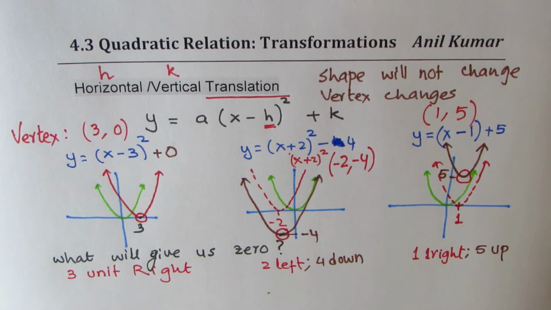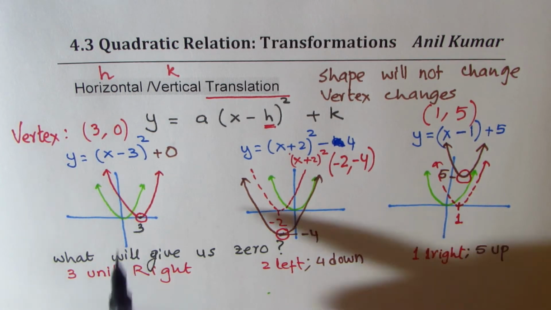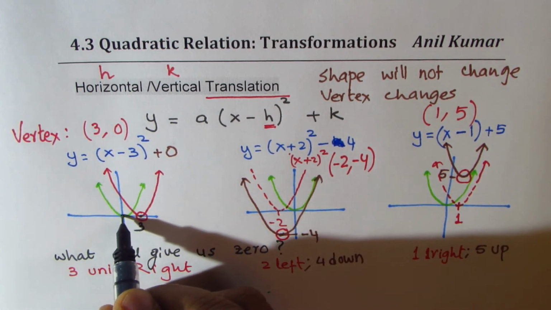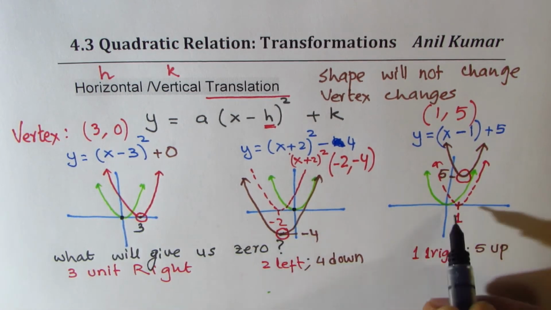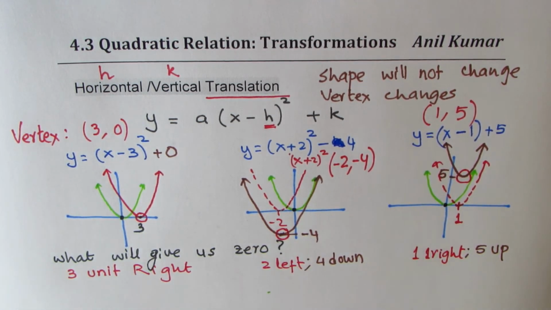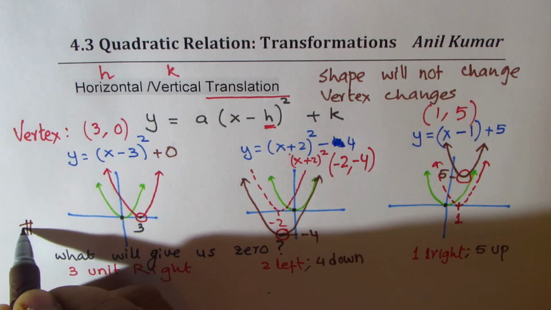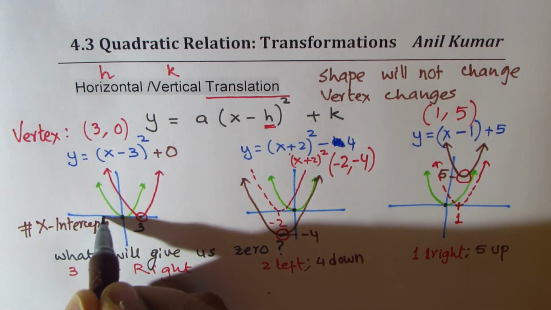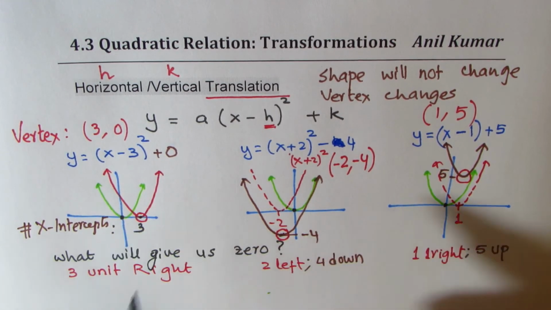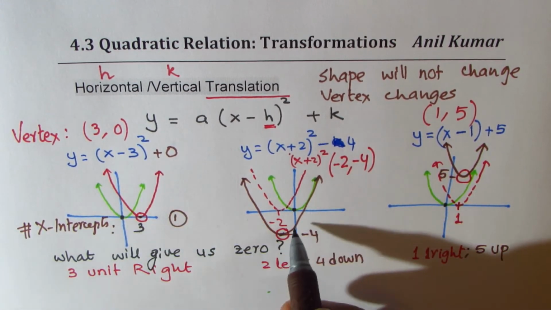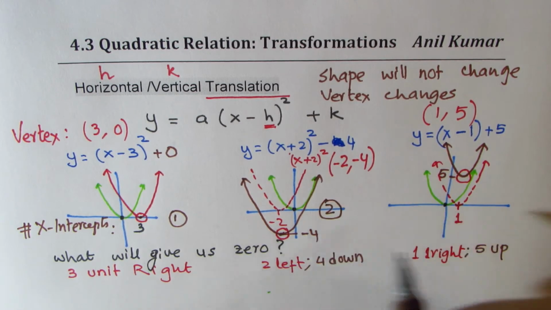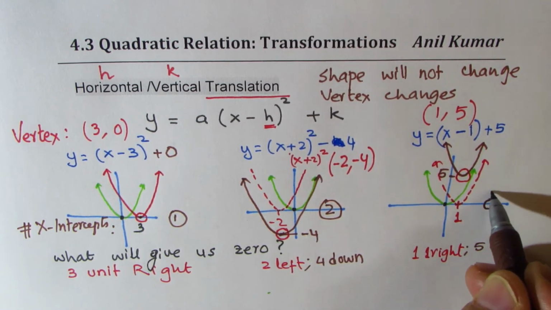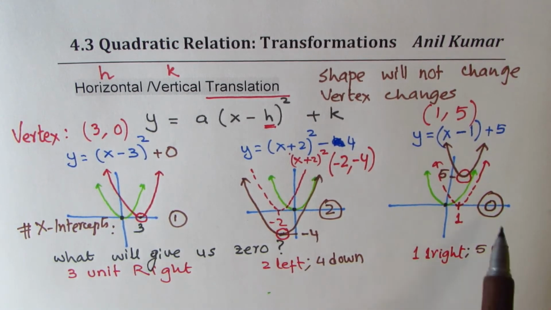Another key thing to understand here is y equals x squared had only one x-intercept. Now, the question for you is the number of x-intercepts. Tell me. In this case, it is 1. In this case, we have 2. And in this case, we have none. Why?